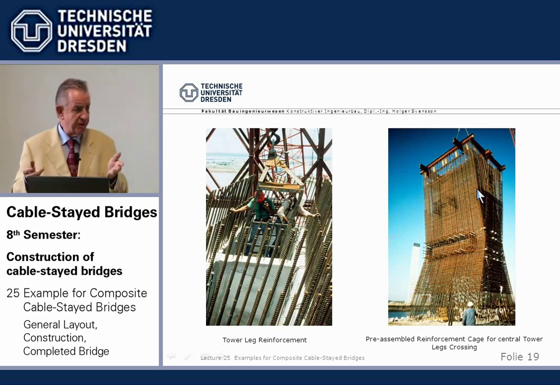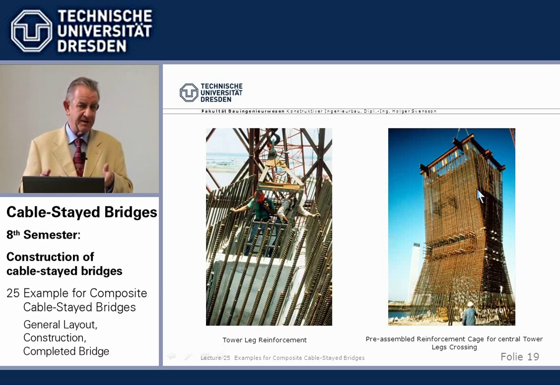It was possible to cast this part in a good way, and when we took away the forms, no honeycombing, you know, the aggregate showing up, it looked very nice. So it was just possible.